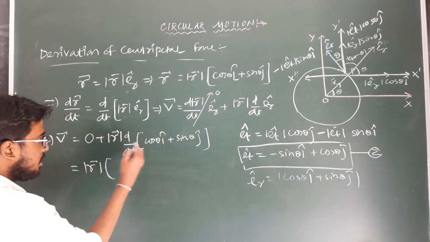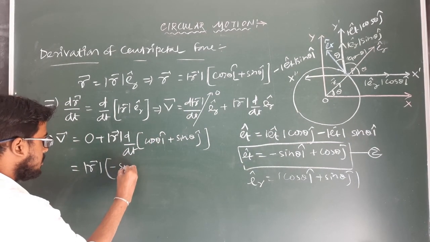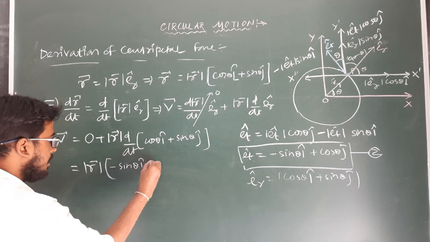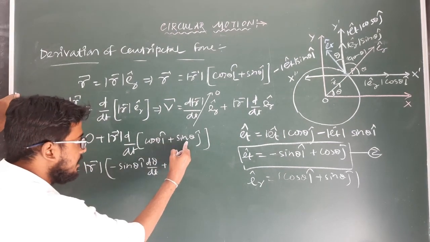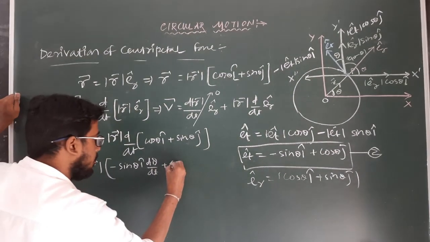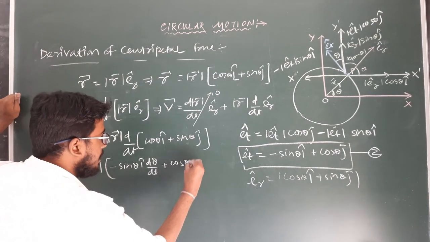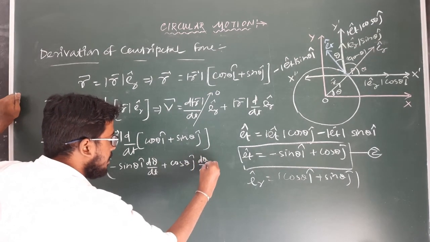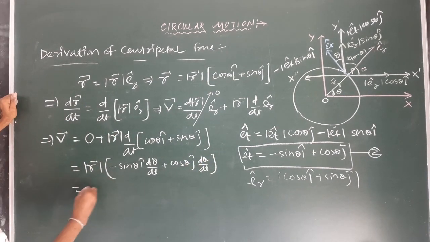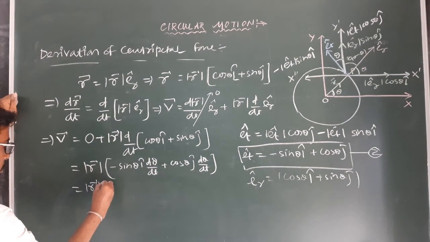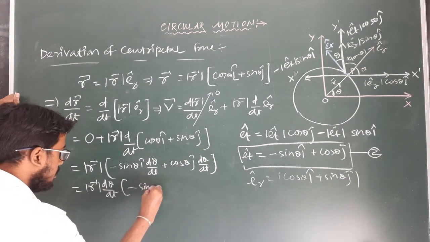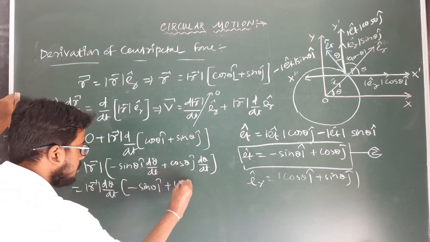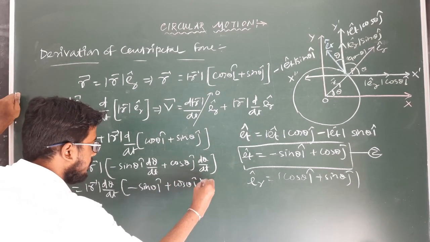Cos theta with respect to dt will become minus sin theta i cap into d theta by dt. Clear? Then plus, what is sin theta? It is also a function of time, so it will become cos theta j cap, again d theta by dt. Clear? So now taking d theta by dt common out of the box, it will be |r vector| into d theta by dt in (minus sin theta i cap plus cos theta j cap).